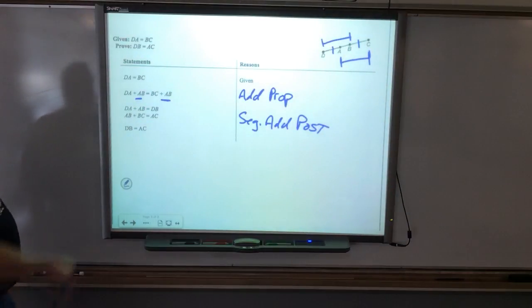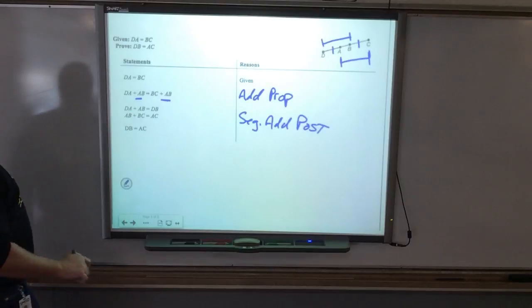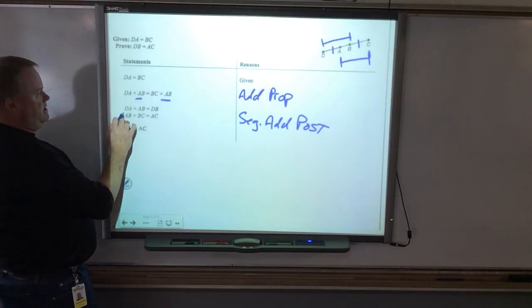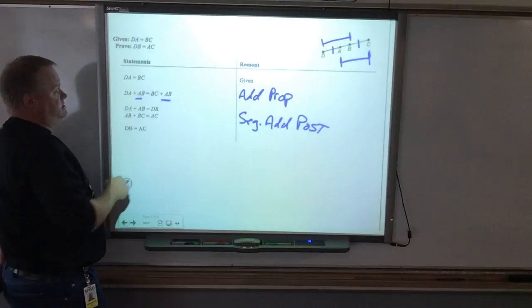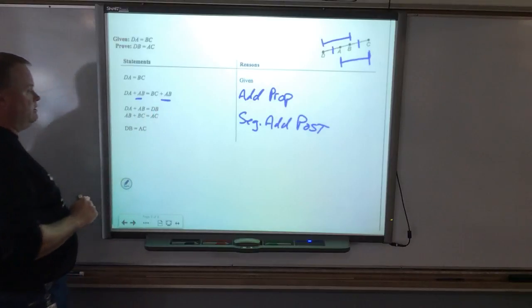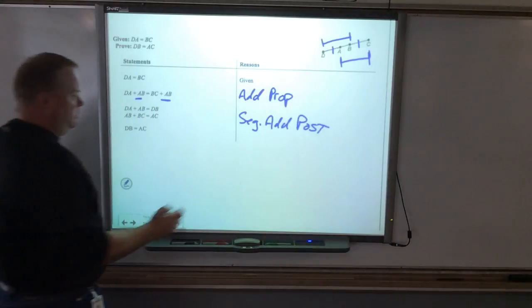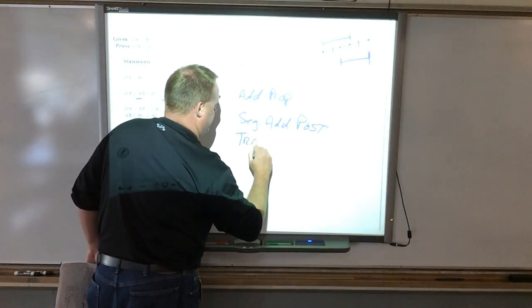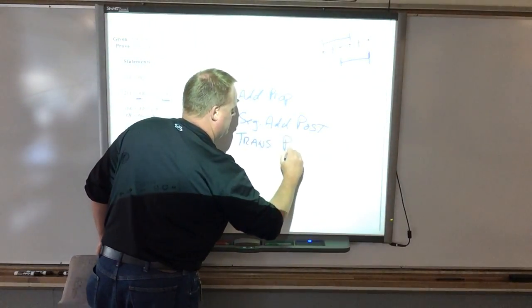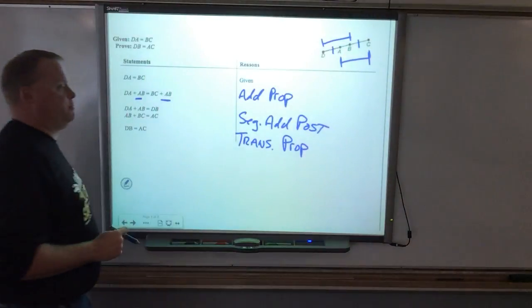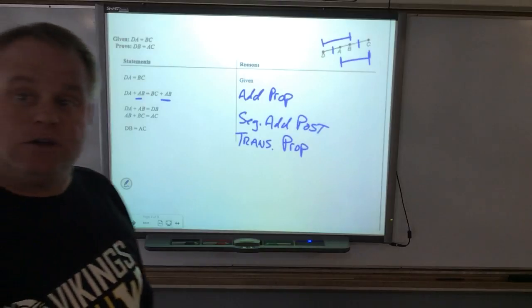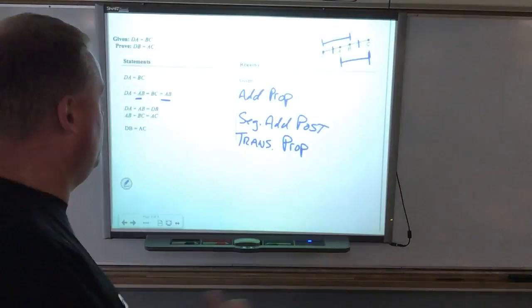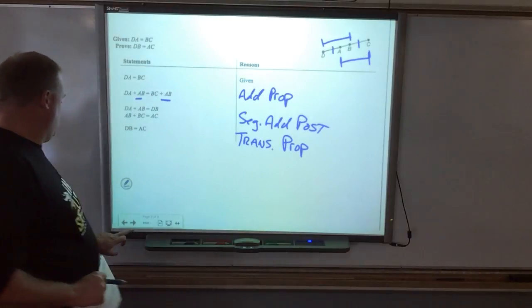Well, I wanted to prove DB is equal to AC. Well, once again, look at it. I have DA equal to BC, so I know those two are equal. And AB is itself, so DB equals AC. How is that? It is by, you guessed it, the transitive property. Once again, if you need to pause, go ahead and do so before moving on. Alright.